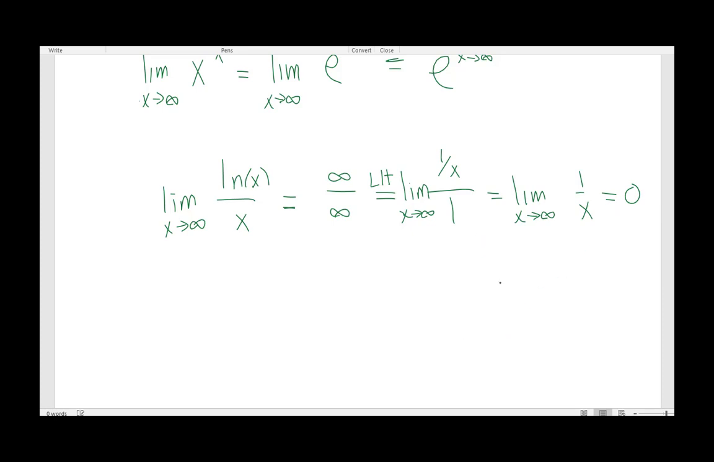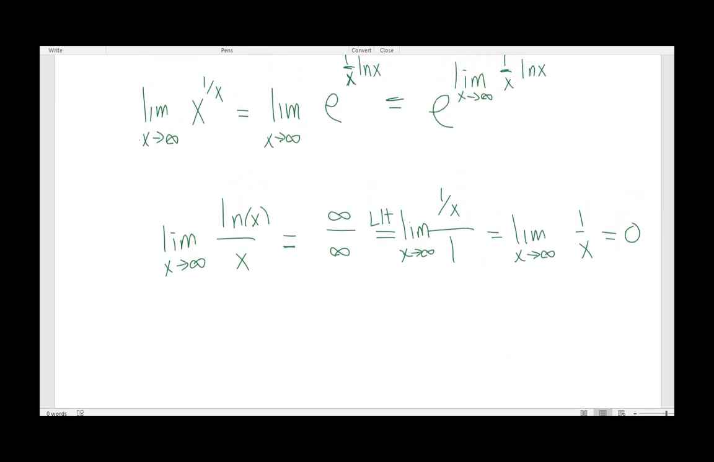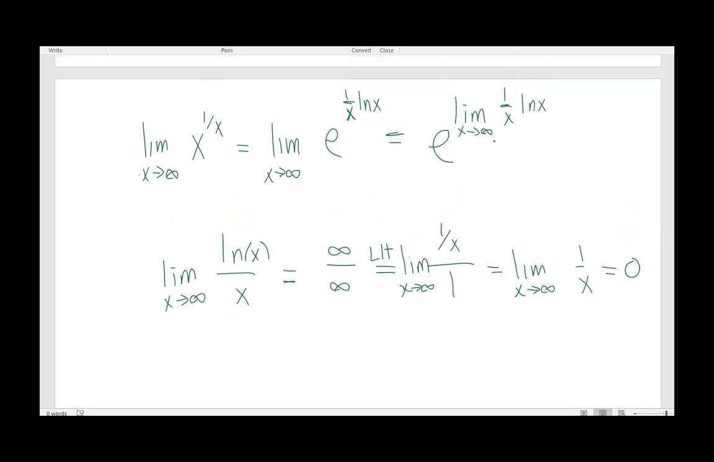Now remember, let me scroll back up. This was the exponent, right? Right here, this guy, the limit of 1 over x times ln x, my exponent. The result for that exponent is 0. So what we really have is e to the power of 0. So the limit of my original function is really e to the 0, which is 1. Okay. Isn't that cool? That is so cool.